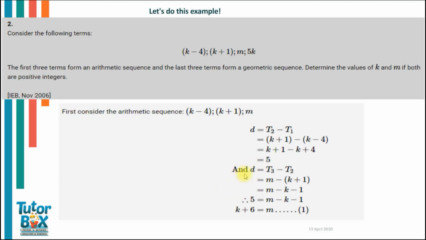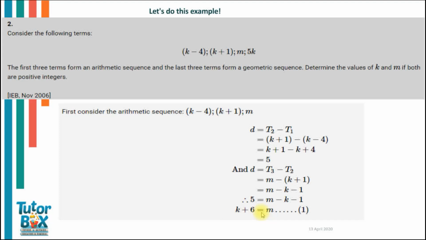In this case, d is equal to t3 minus t2. Remember, you have unknowns here, so you're actually not going to get a 5. Let's look at it. t3 is m, minus t2, which is k plus 1. So this will be equal to m minus k, and then minus times the plus, that'll be minus 1. Because it's an arithmetic sequence, this d here should be equal to this d here. Therefore, 5 will be equal to m minus k minus 1.